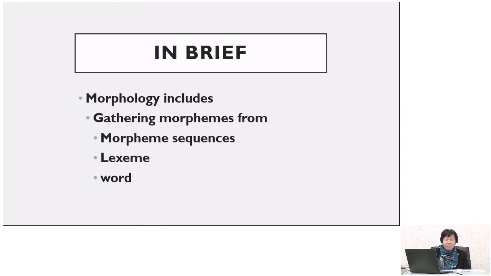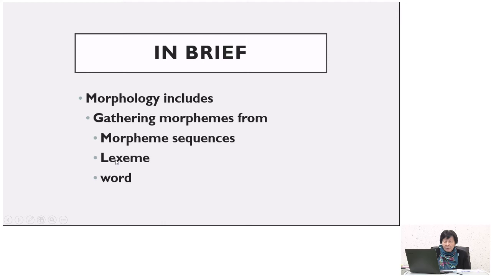From what? From the morpheme sequence. Now, you have to study about the morphemes. You see? Well, we can get it from the sentence, from the word, from the phrase, or from anything. And then you just explain, get the arrangement of the morphemes. Or you can gather the data from the lexeme.